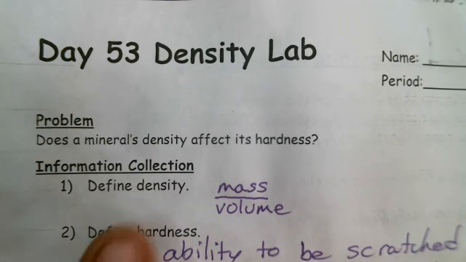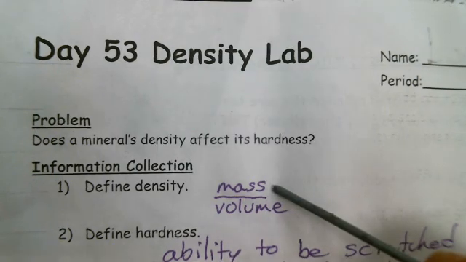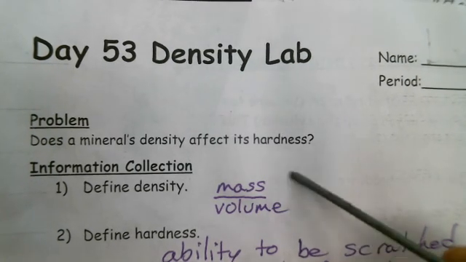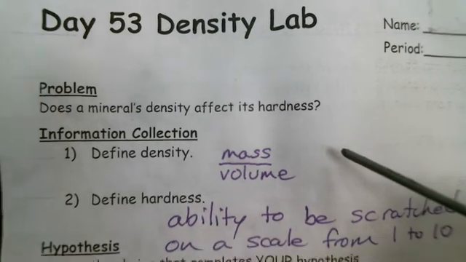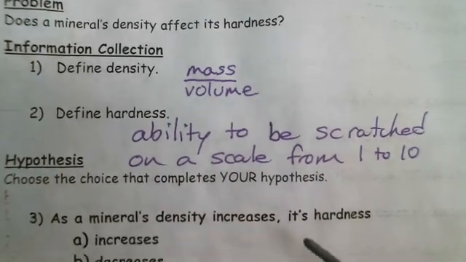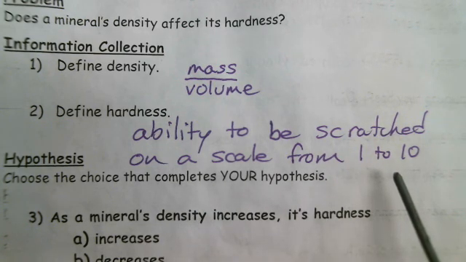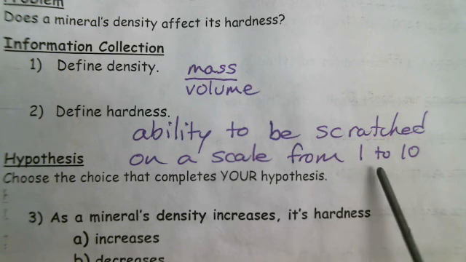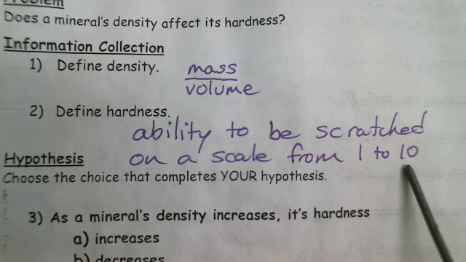Number one, define density. That is defined by the math equation of mass divided by volume. So this fraction kind of defines density. Number two, define hardness. It's the ability to be scratched, and we do that on a scale from 1 to 10 called Mohs scale. If it is easily scratched, it's going to have a 1. And if it's almost impossible to scratch, it's going to be a 10.